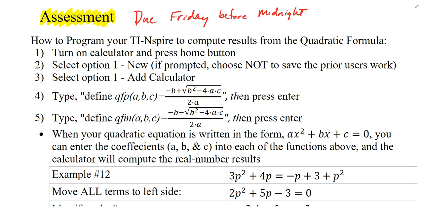You should have a fair amount of time in class on Thursday to complete this. And so if you program your calculator right away, I'm certain you can get through all 18 questions before you leave, and you can leave the assessment behind in class.